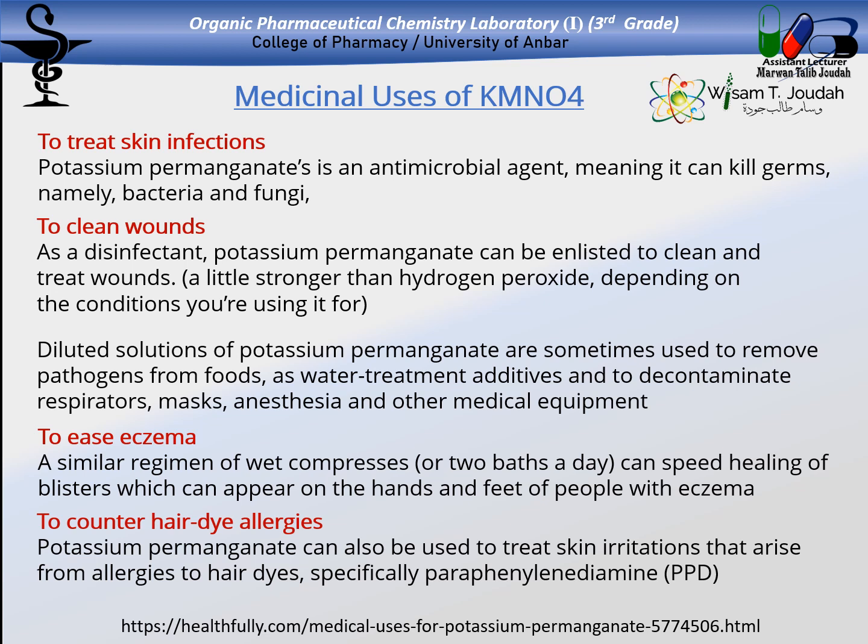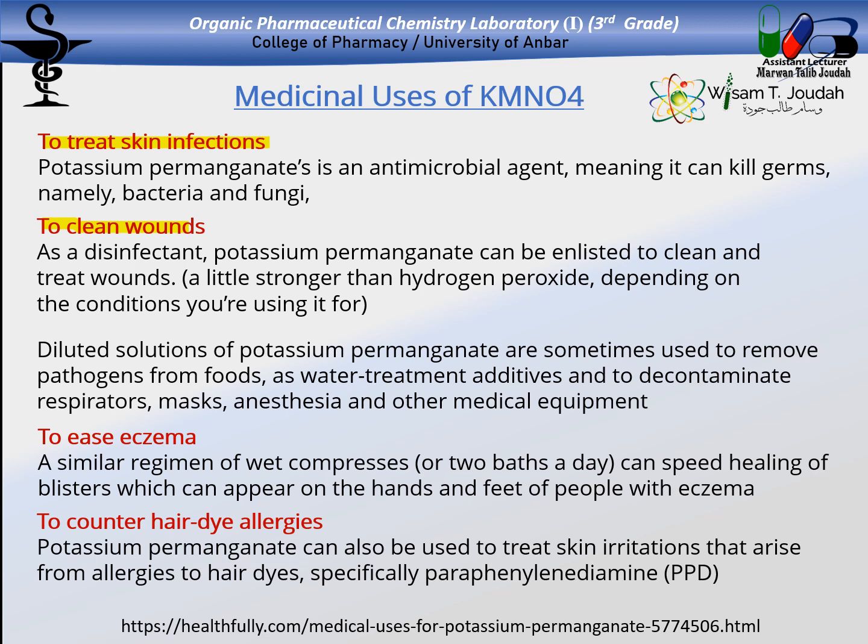So here are some medicinal or pharmaceutical uses of potassium permanganate. It's used also to treat skin infections. Potassium permanganate is an antimicrobial agent, meaning it can kill germs, namely bacteria and fungi, in general. To clean wounds. It's also used as a disinfectant. Potassium permanganate can be enlisted to clean and treat wounds. It's a little stronger than hydrogen peroxide.